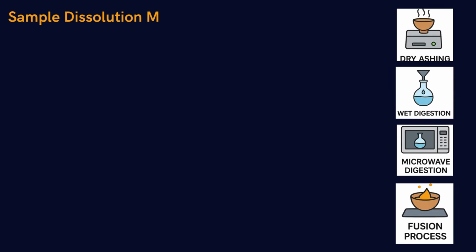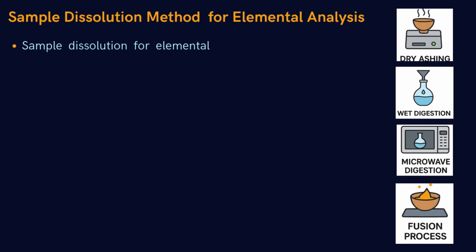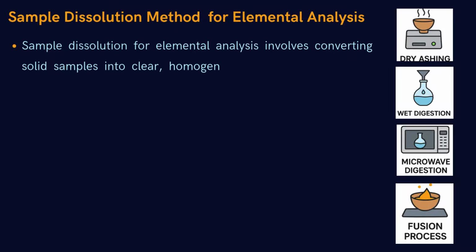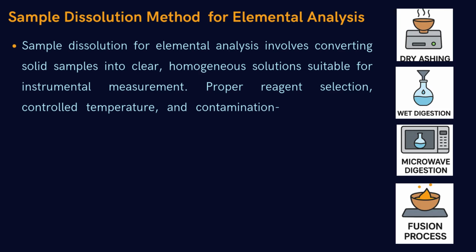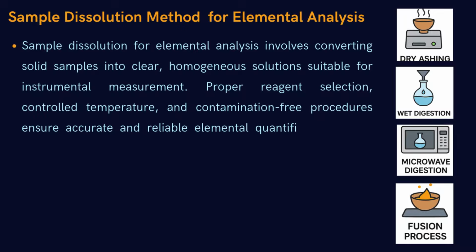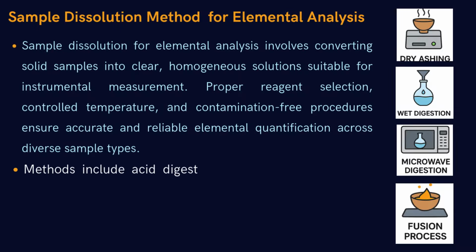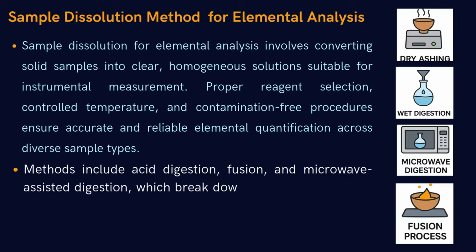An important step in sample treatment is the sample dissolution method for elemental analysis. Sample dissolution for elemental analysis involves converting solid samples into clear, homogeneous solutions suitable for instrumental measurement. Proper reagent selection, controlled temperature, and contamination-free procedures ensure accurate and reliable elemental quantification across diverse sample types. Methods include acid digestion, fusion, and microwave-assisted digestion, which break down matrices and release target elements.